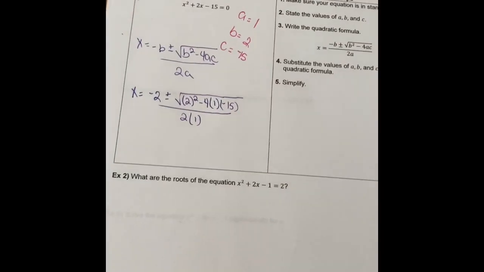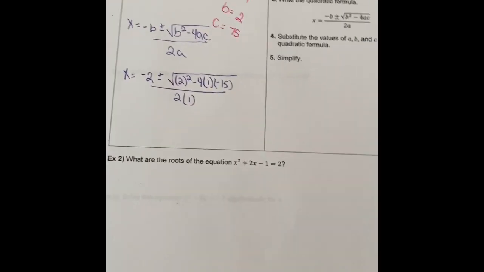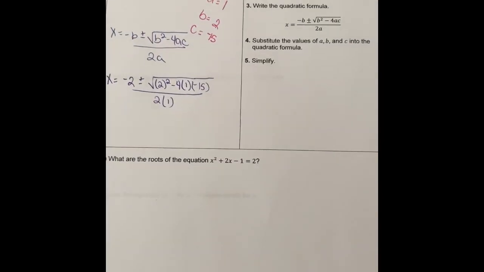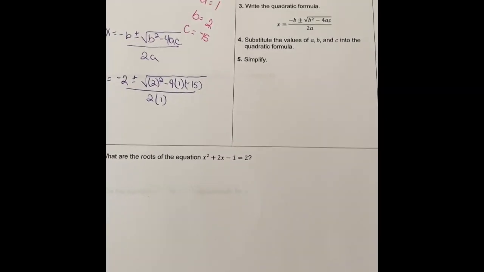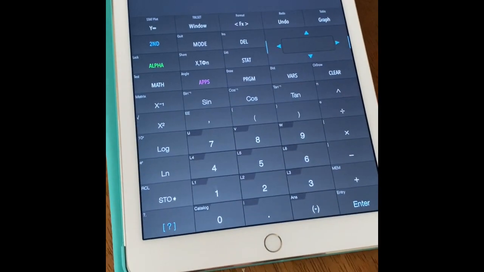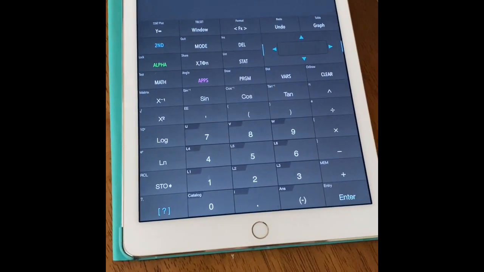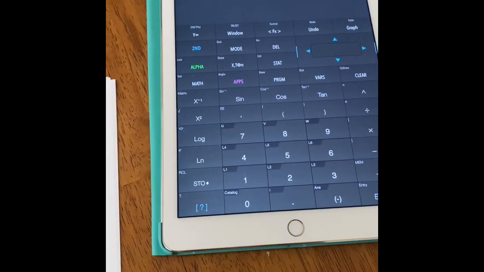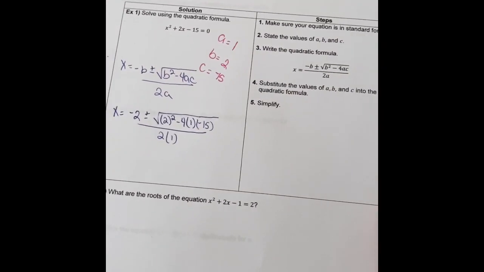Okay, now if you guys downloaded the calculator onto your computer or onto your iPad, the same one that we use at school, it's going to be exactly the same. I have this one on my iPad. I'm going to show you guys how to utilize this one right here if you downloaded it onto your phone. Okay, so I'll get started with that.